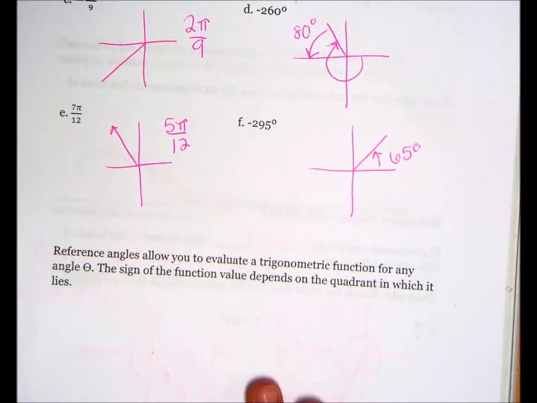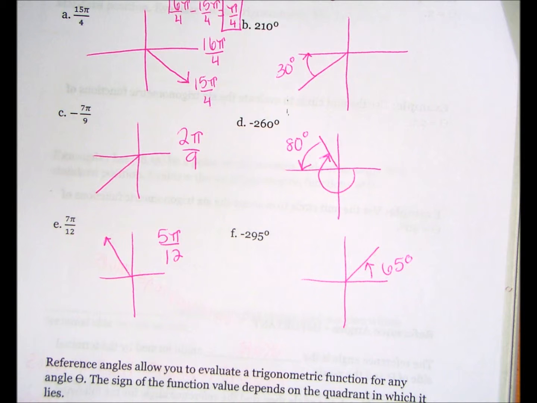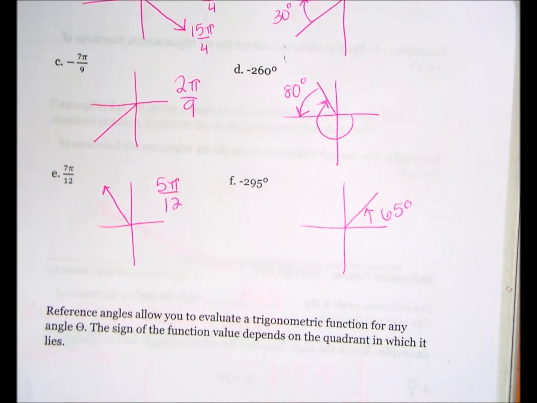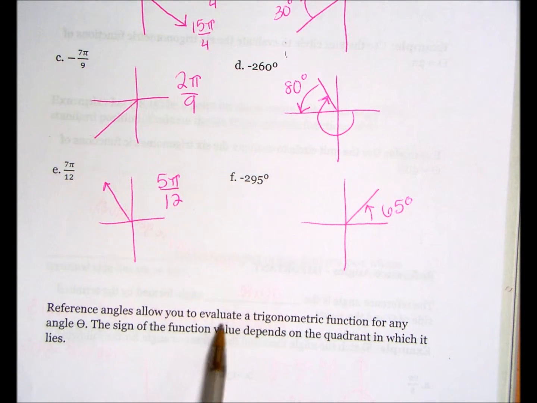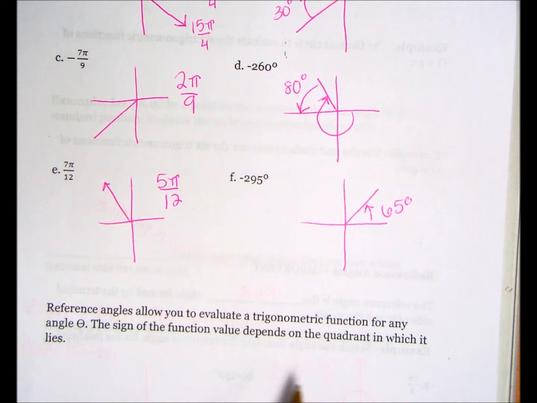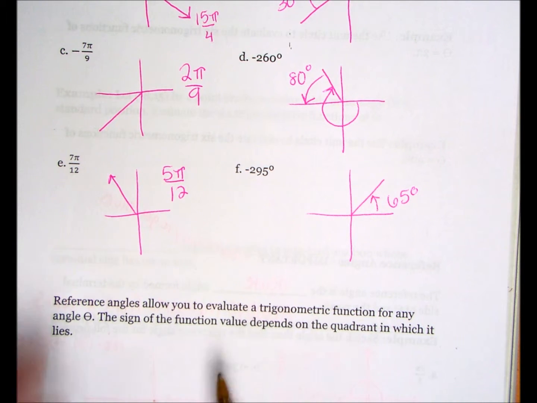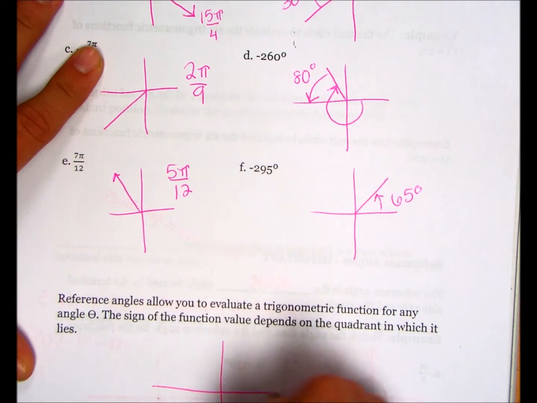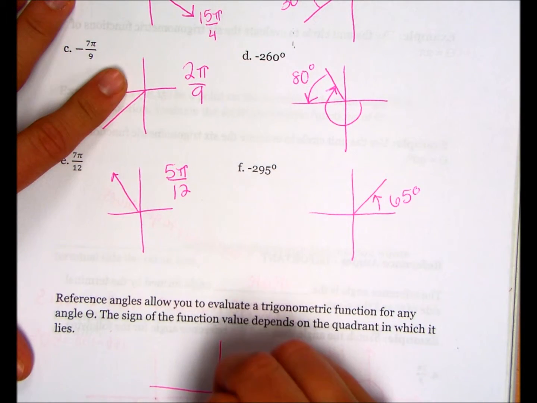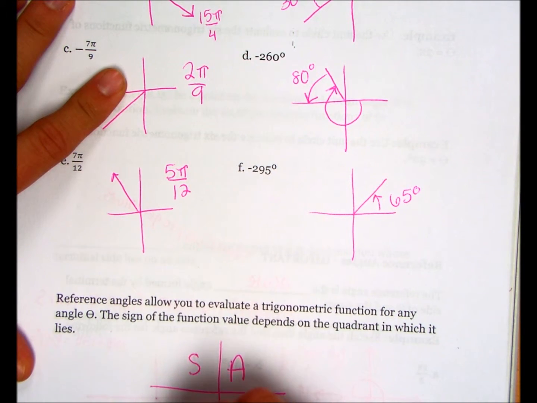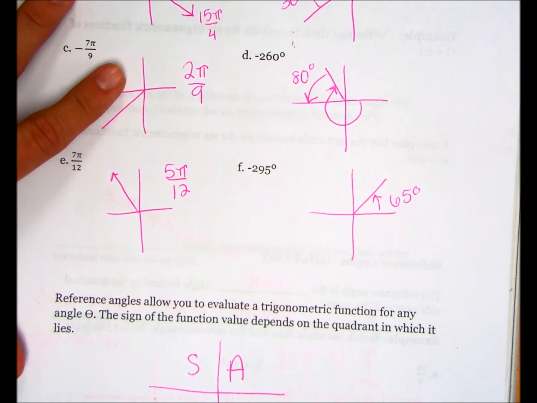Hopefully you were able to check those out. One thing you want to know is that reference angles allow us to evaluate all 6 of our trig functions given any angle of theta. The sign of the function depends on the quadrant in which it lies. So here's what you want to know. I'm going to write this out and then I'll explain what it means.